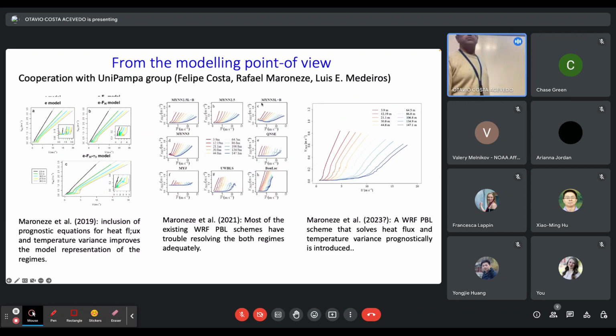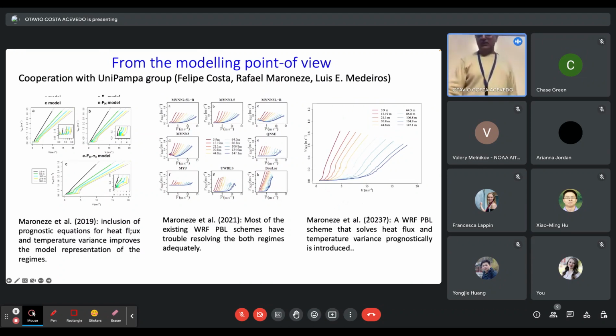None of the schemes available in WRF solve the heat fluxes. There are some that solve the temperature variance, but without solving the heat flux. These are the Mellor-Yamada Nakanishi-Niino 3. It creates some confusion in very weak winds. And Rafael's model seems to be very good. Of course, it has to be tested in 3D.